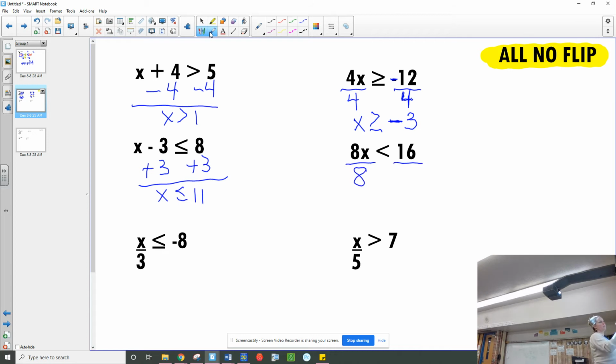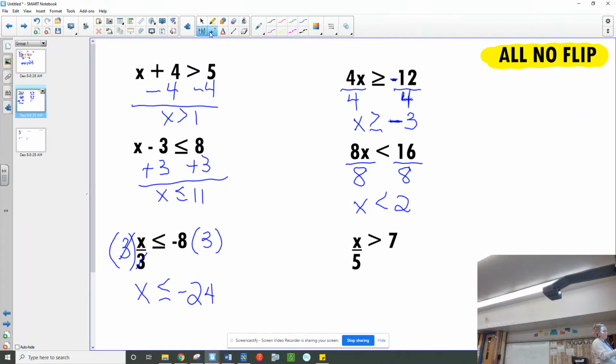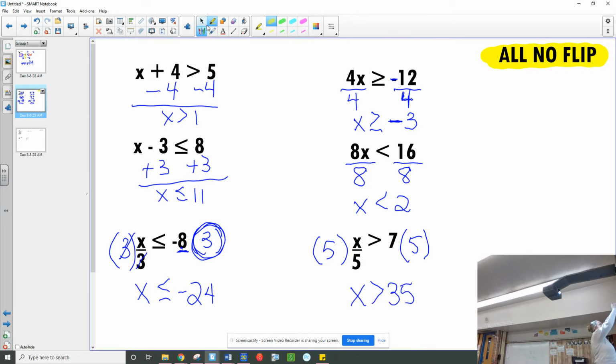Dividing by a +8. Multiplying by a +3. 3 divided by 3 gives me 1x. It doesn't matter that the 8 is negative. I did a positive on both sides. So I haven't changed the order of my values on my number line. So all of these do not flip the sign because I have multiplied or divided by positive numbers.